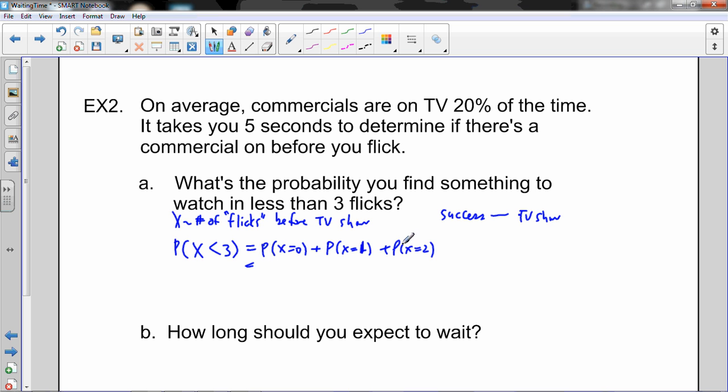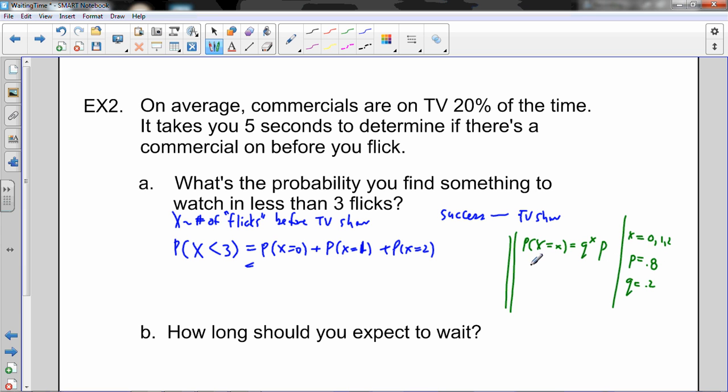And each of these numbers now is just the waiting time distribution. So over here in the margin, I'm going to figure out what the waiting time distribution is. Here, X is going to be 0 or 1 or 2. Success is that there's TV. Failure is that there's commercials. And it says commercials are on 20% of the time. Success then would be 80% chance of success on any given flick.